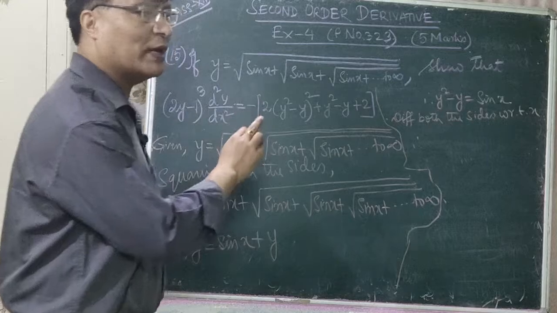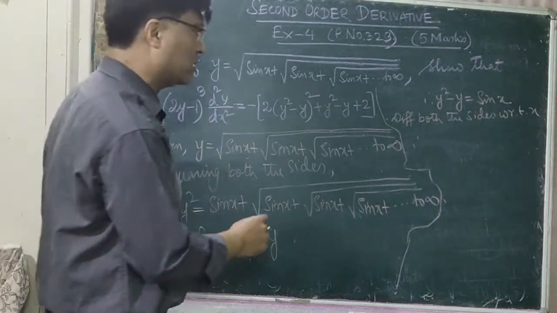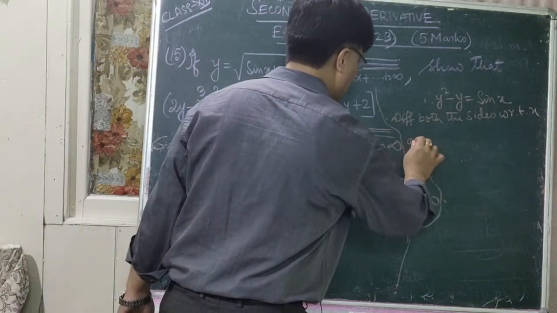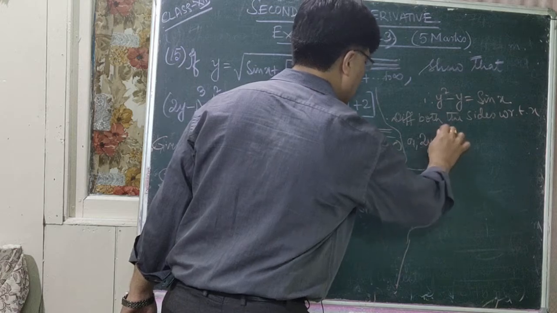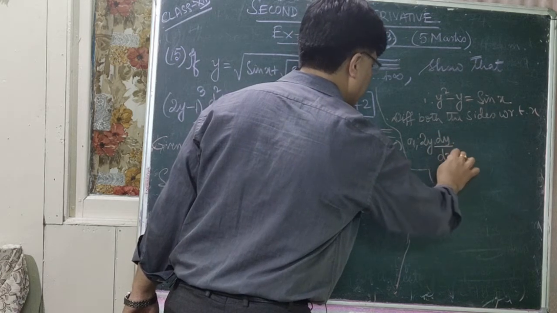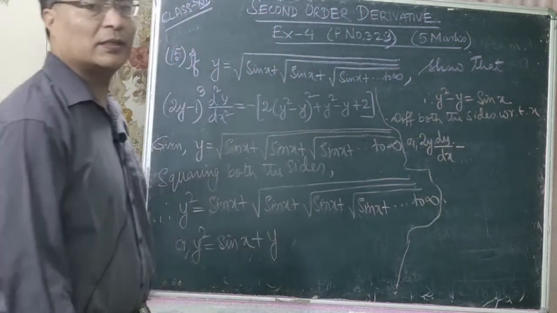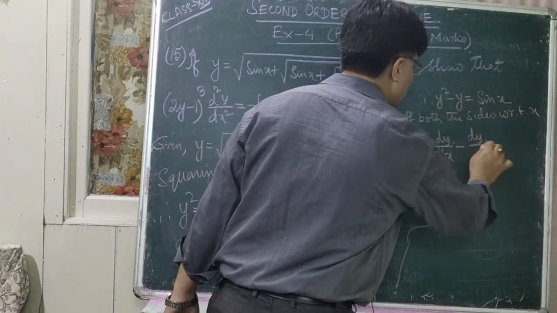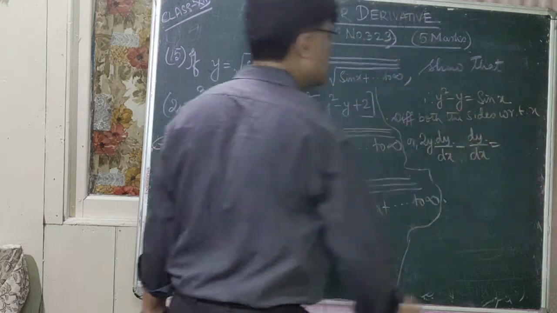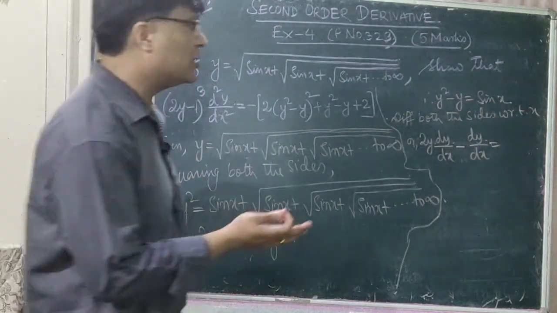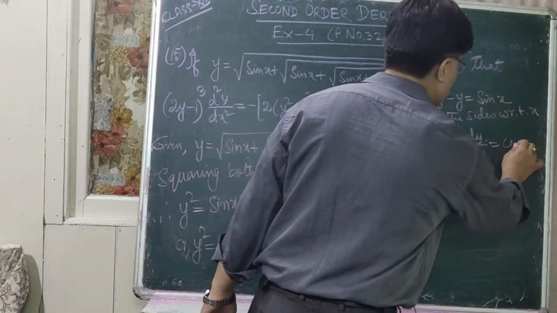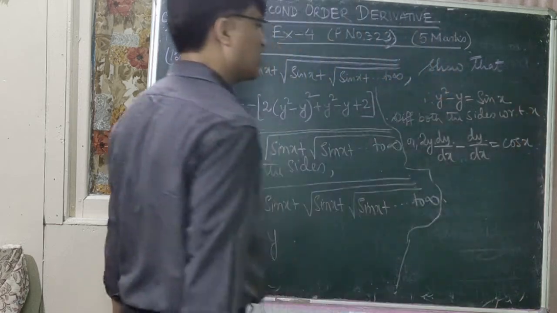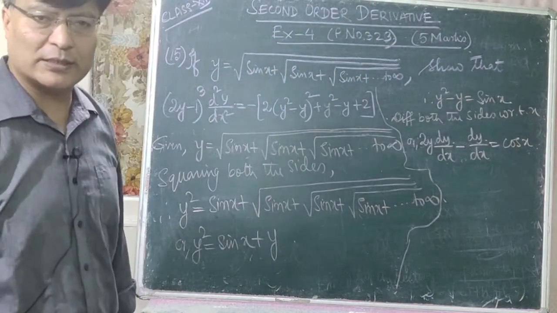What is the differentiation of y square with respect to x? What is it? It is 2y into dy by dx minus, again differentiate y with respect to x, that is your dy by dx, which is equal to, now differentiate sin x with respect to x, which is equal to cos x. So I think you have understood it.